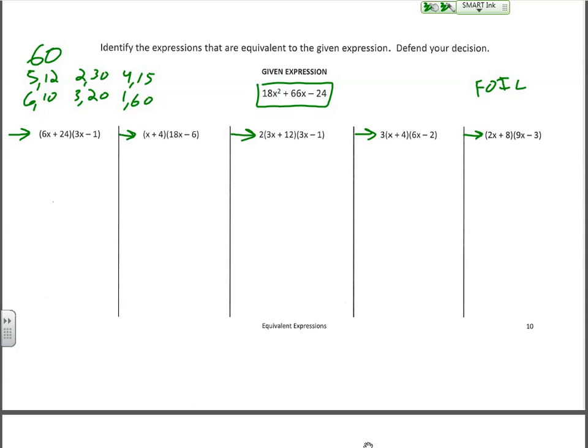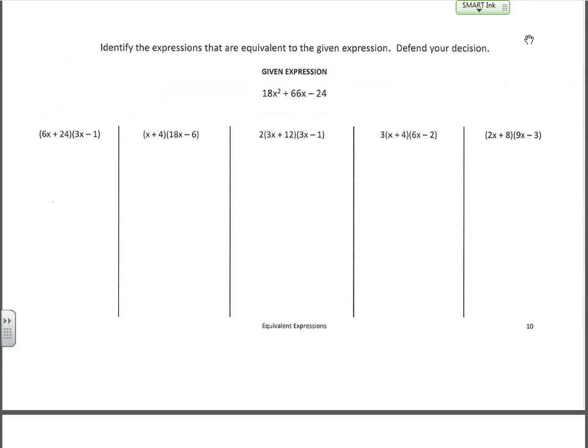Okay, so a couple of different ways to attack this one. You can do which one works best for you, but don't forget to defend your decision. If all you give me is a yes or a no, I can't give you credit. I have to see how you reached that conclusion.